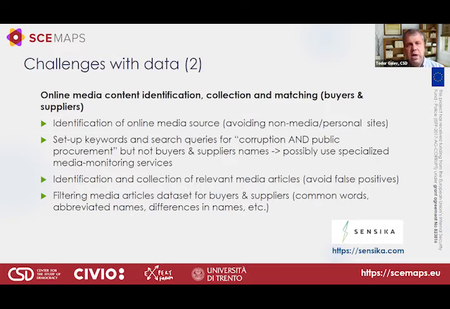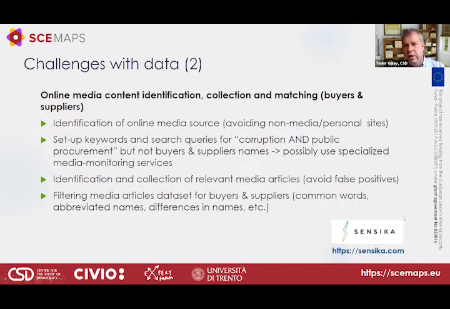So we implemented another approach. We set up search queries for corruption and public procurement. So we identify all the possible articles that are talking about corruption and public procurement, and then we filter the data set of articles for the names of companies and public authorities.